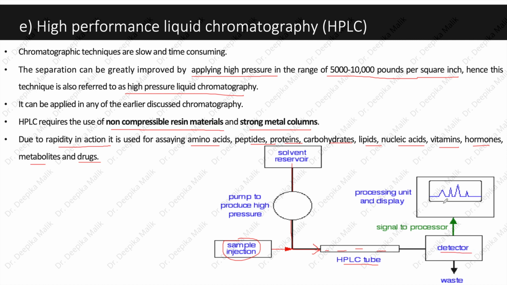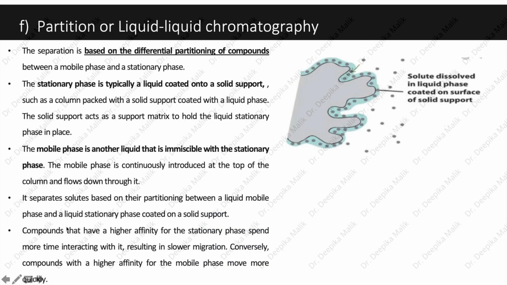Now coming to partition or liquid-liquid chromatography. The separation is based on the differential partitioning of compounds between a mobile phase and a stationary phase. Here it is important to note that the stationary phase is typically a liquid coated onto a solid support, such as a column packed with a solid support coated with a liquid phase. The solid support acts as a support matrix to hold the liquid stationary phase in place.